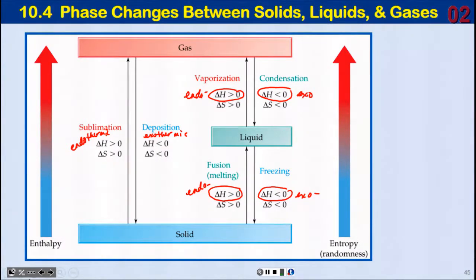On the right here is something called entropy. That's a topic for another course. We won't get to that one here.